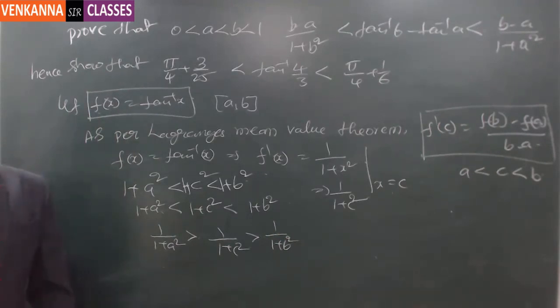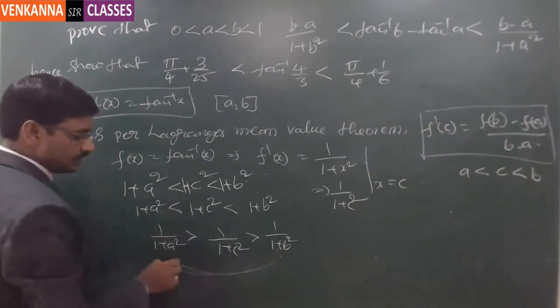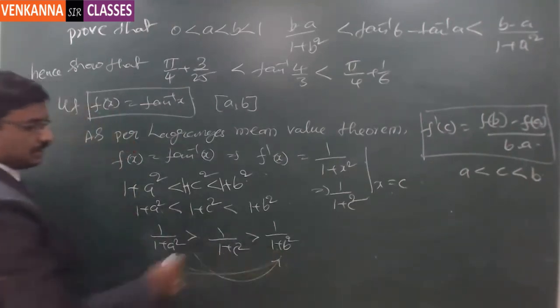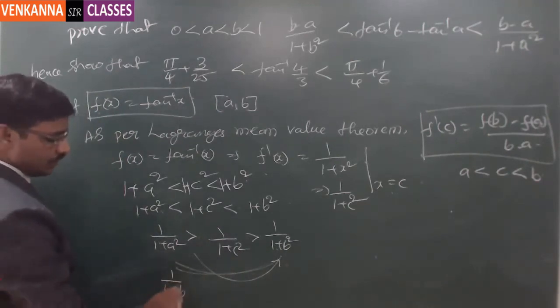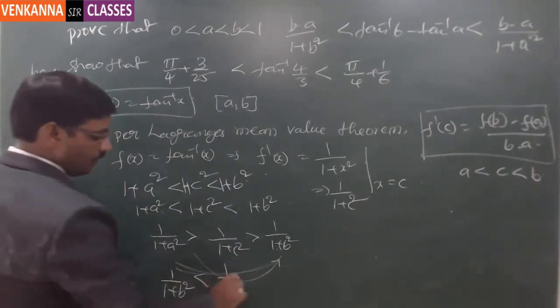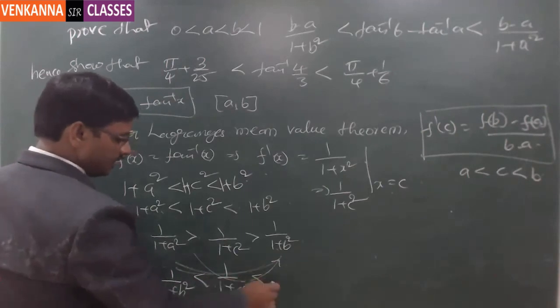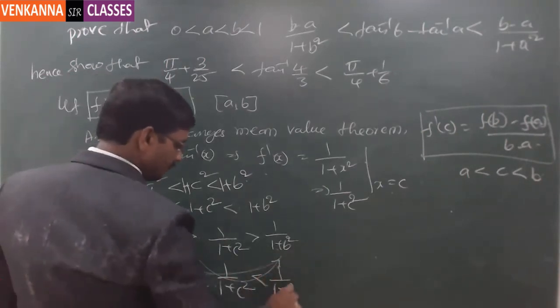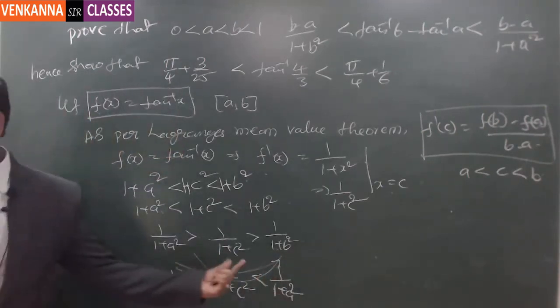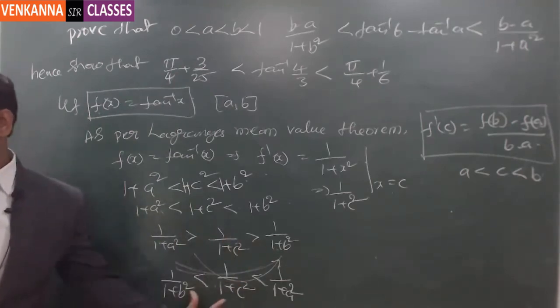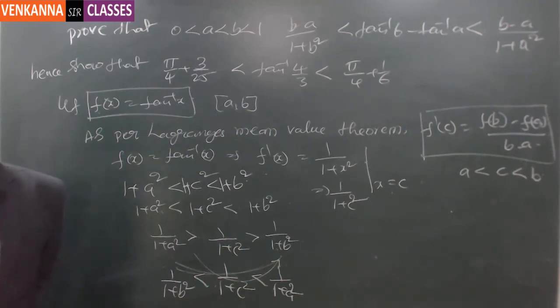Got it? So if you take it to the other side, if you want to keep the less than sign, then you can interchange this one and change the sign. So 1 by 1 plus b square is less than 1 by 1 plus c square is less than 1 by 1 plus a square. So greater than became less than, and these two are interchanging. So there won't be any functional difference between these values. Got it? Understood or not?